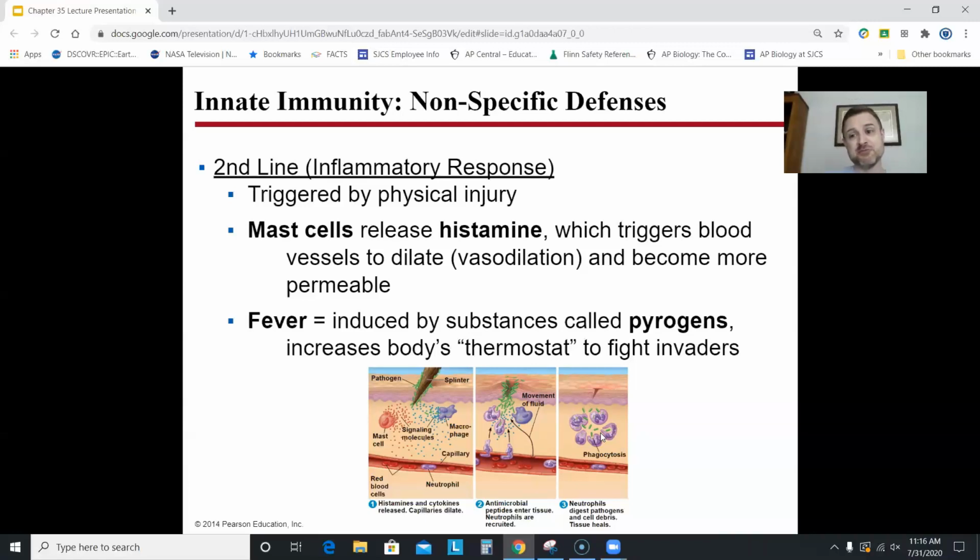A fever, you know what a fever is. Fevers are induced by a substance or substances called pyrogens. They increase your body's thermostat to fight invaders. This is an interesting point. An infection doesn't cause a fever. You cause the fever, all right? A fever is your body's response to try and fight a pathogen. And fevers really aren't that effective at fighting diseases. It's one of these things your body does that isn't that effective. But just keep in mind that a cold itself doesn't cause the fever. Your body causes the fever to fight the cold.